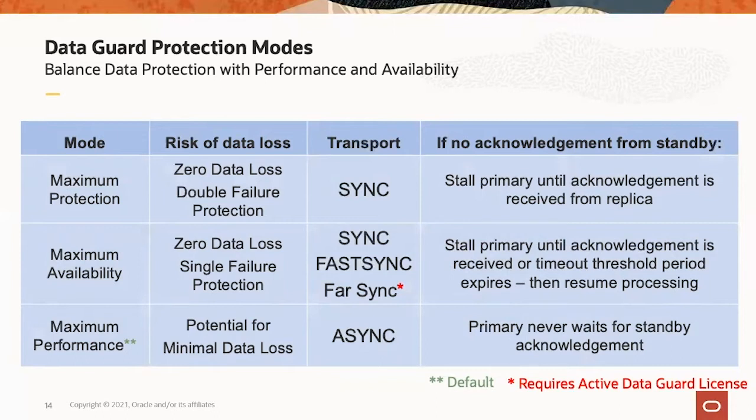Customers who don't want data loss at all often choose between max availability and maximum protection. The difference between them is that maximum availability can become unsynchronized. That means that we are stalling the primary until we have an acknowledgement from the standby, or until the timeout threshold expires. When the timeout expires, the standby becomes unsynchronized and waits for an archive log to arrive before it catches up, and then it becomes synchronized again. The difference with maximum protection is that we are stalling the primary, or even shutting it down, when we don't have an acknowledgement from any replica.